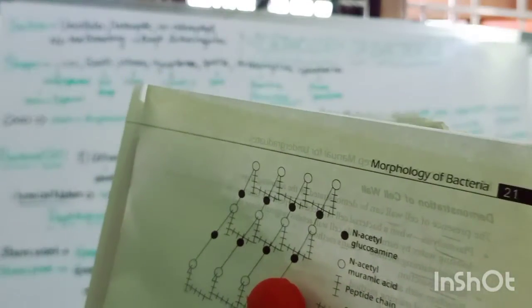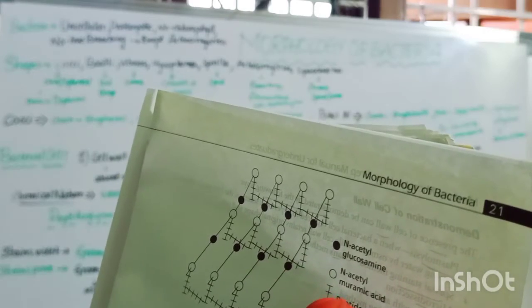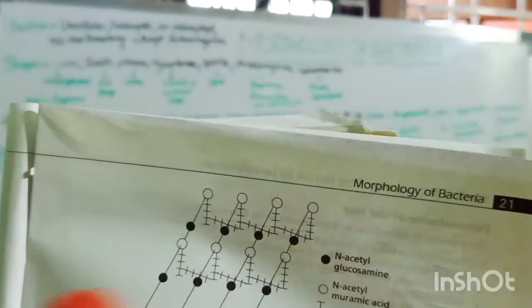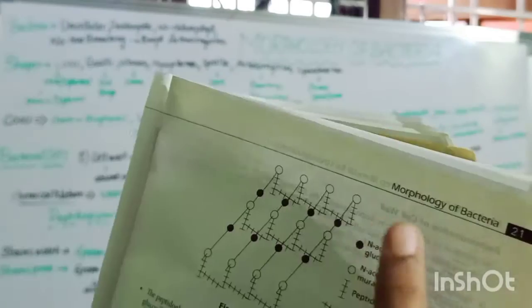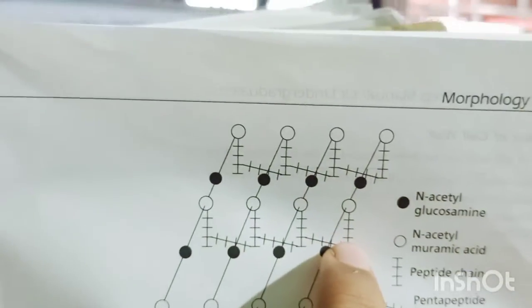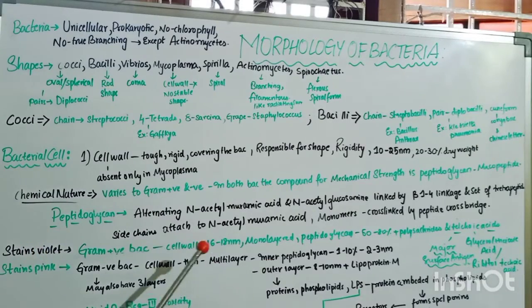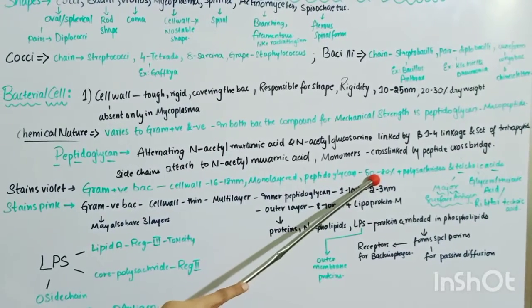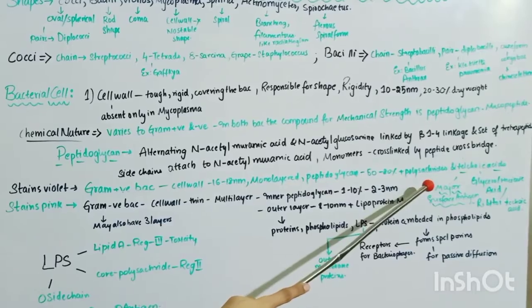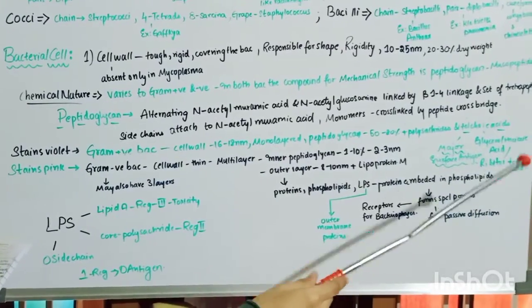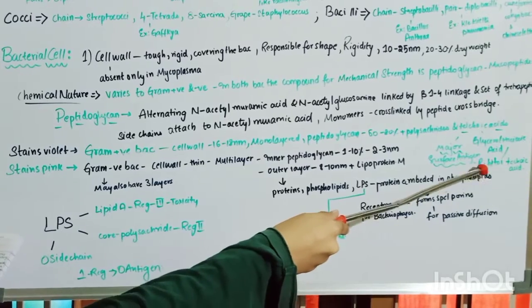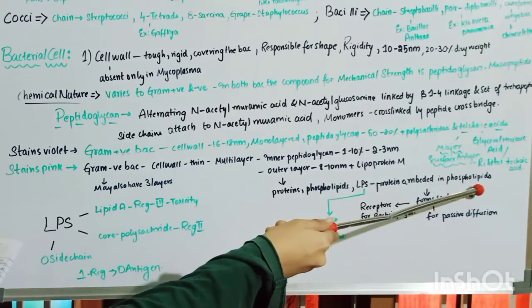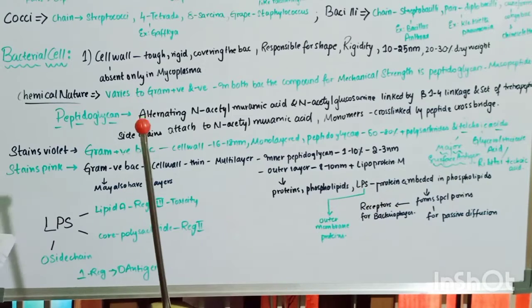The side chains are attached to the N-acetyl muramic acid. This is N-acetyl muramic acid, and these are the side chains. These are cross-linked to each other by peptide cross bridges. Here you can see these are the peptide cross bridges. Gram-positive bacteria stain violet color, and the cell wall is 16 to 18 nanometer, monolayered, and its glycan is 50 to 80%, and it is associated with teichoic acids. This teichoic acid may be the glycerol teichoic acid or the ribitol teichoic acid. So this is about gram-positive bacteria.